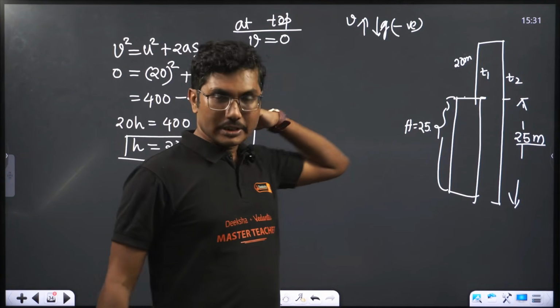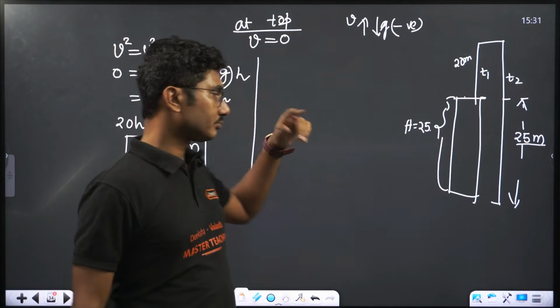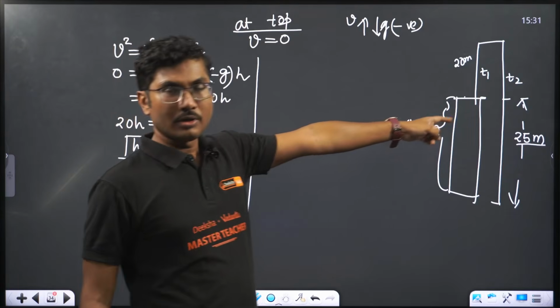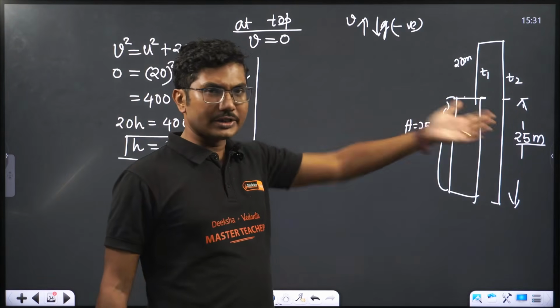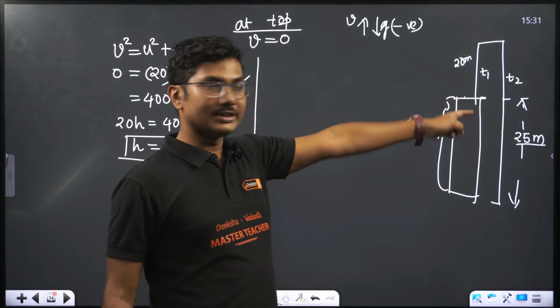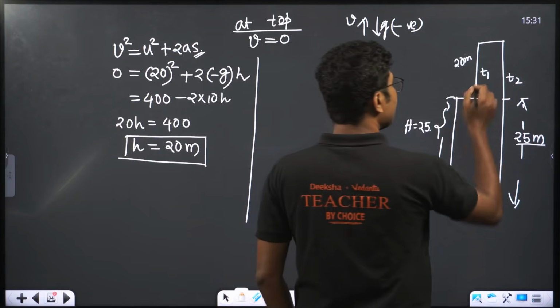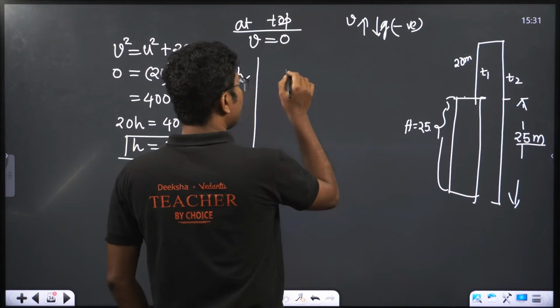So the displacement is known. The final velocity is not required. The initial velocity is given. So how to calculate?